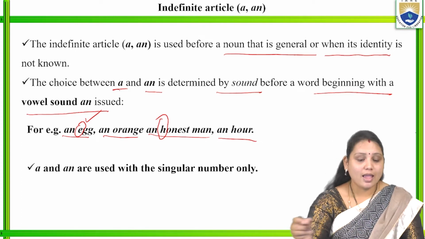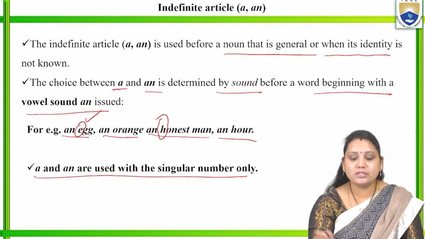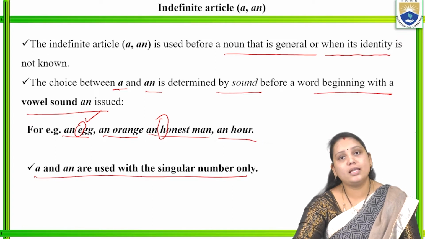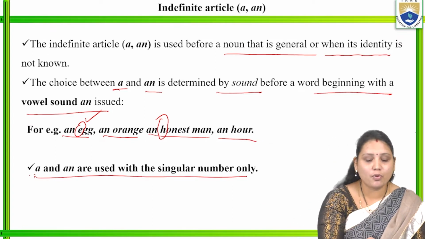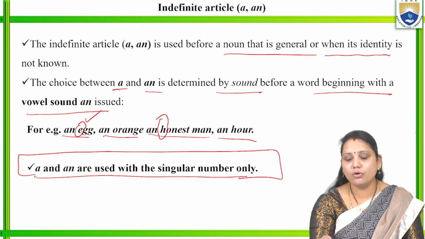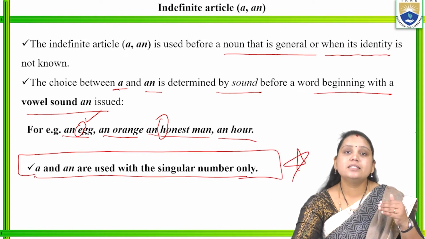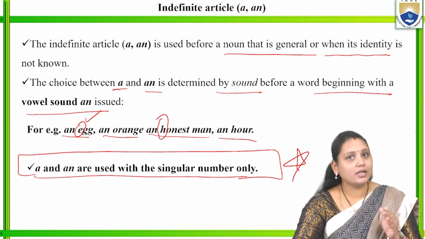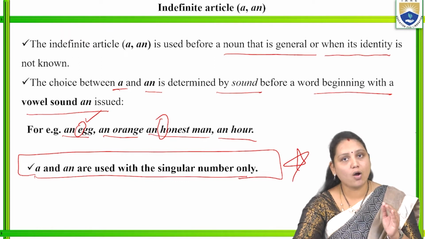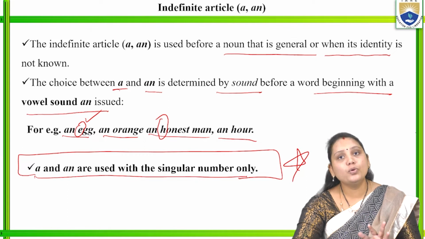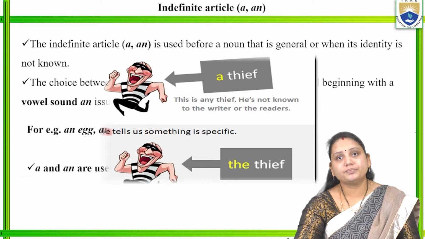Next, 'a' and 'an' are used with the singular number only. This is a very important thing which you have to remember, because we use them for singular forms. We are not going to use 'a' or 'an' for plural purposes.